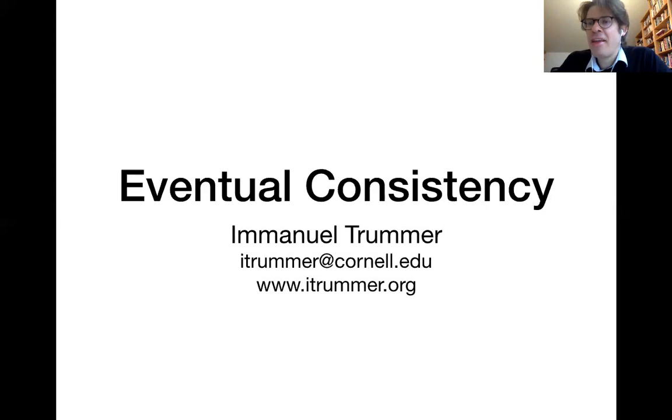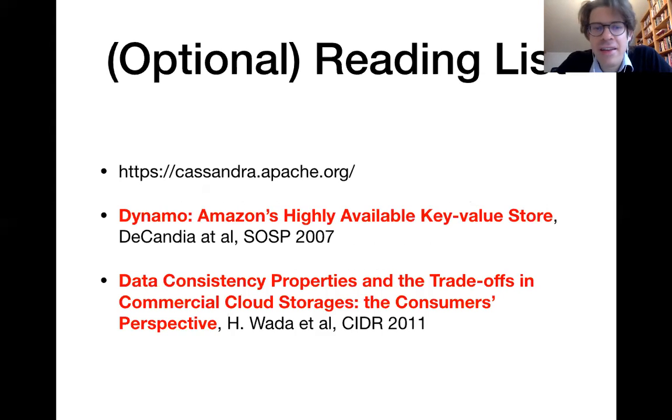All right. So now we're going to discuss a different class of systems which implement something called eventual consistency. The material that we will discuss here is not in the book, but you can read up in more detail in the papers that you see here, in which the systems that we will discuss in the following have been initially described.